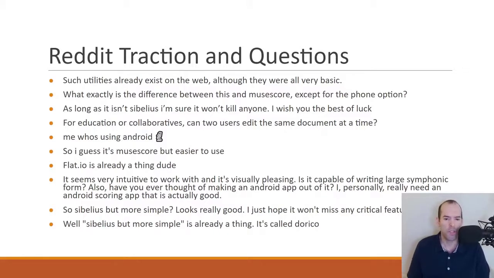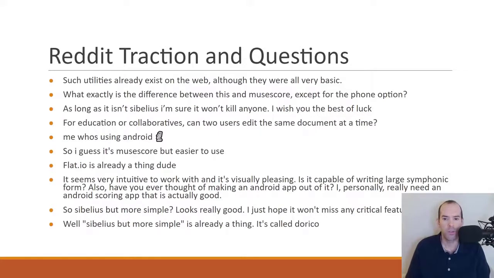I guess it's MuseScore, but easier to use. Yep. Flat.io is already doing that, dude. Yeah, it is. But I told you before that Flat.io is basic. It's even more basic than Noteflight. They're pricing their product at $120. So that just shows you that they are a basic product. So that's the answer to that.